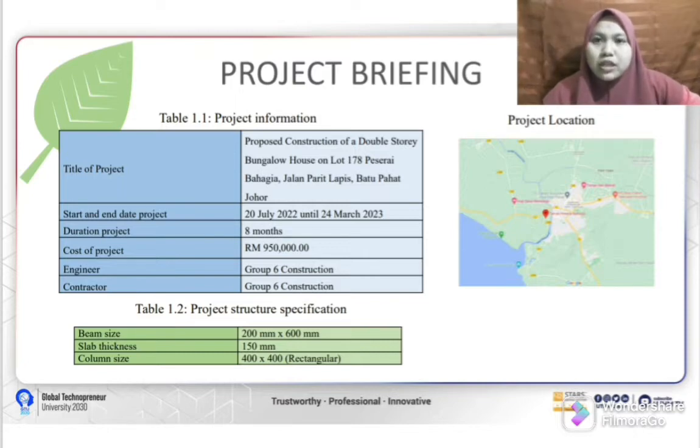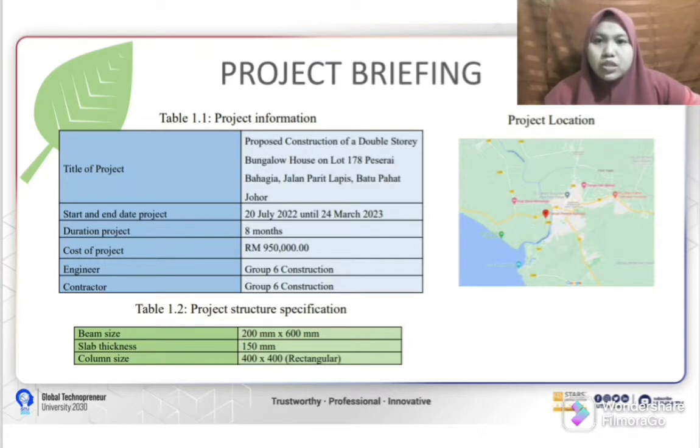The title of the project is Proposed Construction of a Double-Story Bungalow House on Lot 178, Peserai Bahagia, Jalan Parit Lapis, Batu Pahat, Johor. As you can see, the location is on the right side. This project starts from 20 July 2022 until 24 March 2023, which is a duration of 8 months, and the cost of the project is 950,000 ringgit.